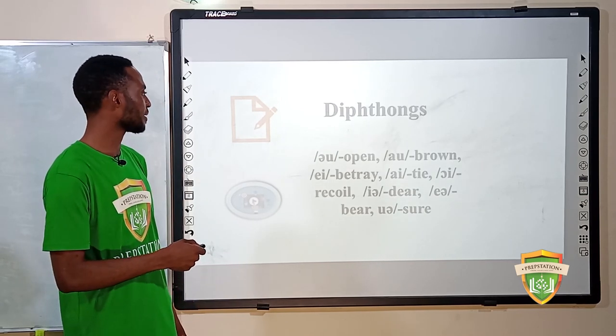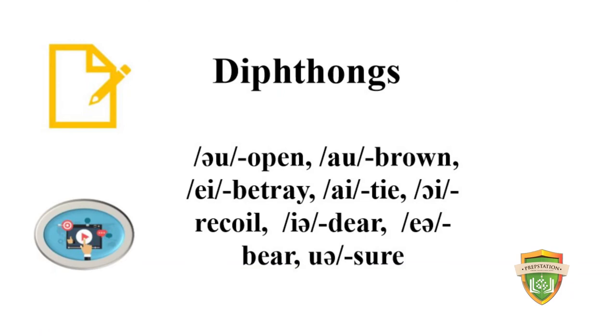For instance, the first one is this. It's articulated as ew. It's a schwa and you. So you have ew. For instance, you have the word open. Letter O contains the sound. That's what I meant. So ew, open. Then you can also have a word like phone, P-H-O-N-E, phone. You understand? So it's articulated as ew, open, phone.